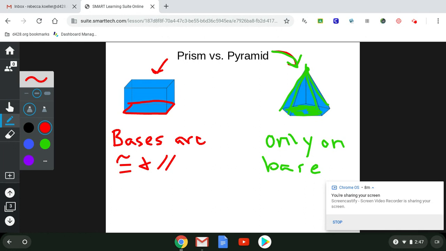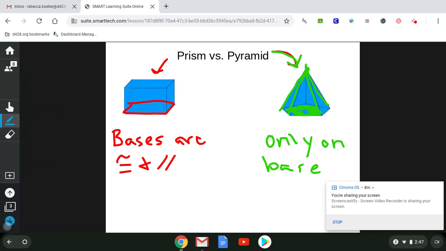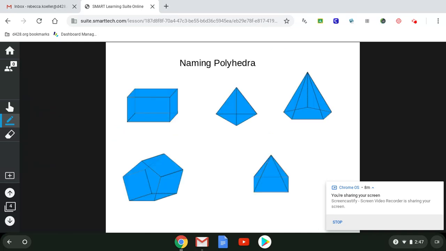So let's name some shapes. I already named the first one. It's a rectangular prism because if I look at the base, it is a rectangle, and it's a prism because, let me try that again. Again, it's a rectangular prism because the base is a rectangle, and if I look at the other base, it's going to be equal. So this is a rectangular prism.